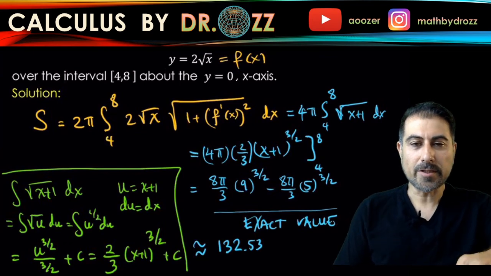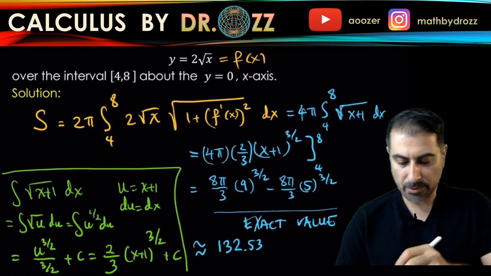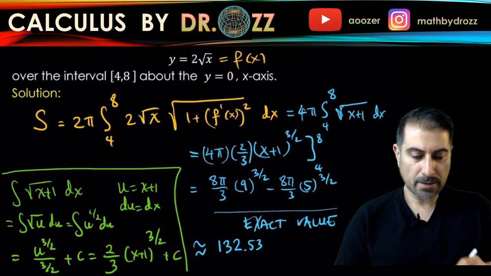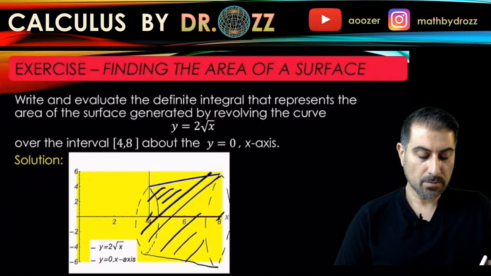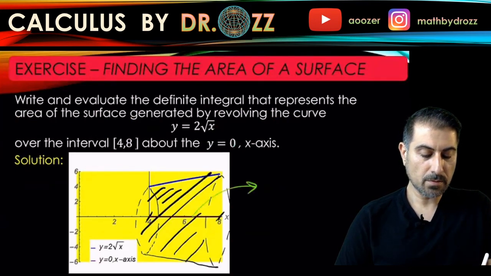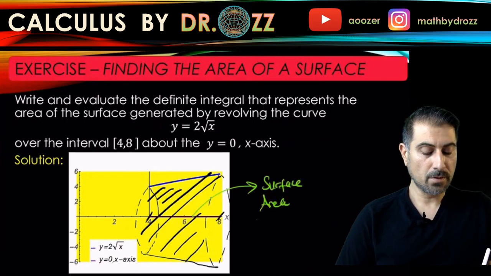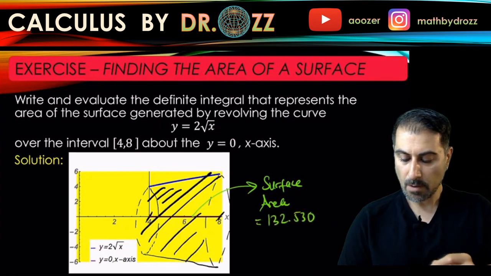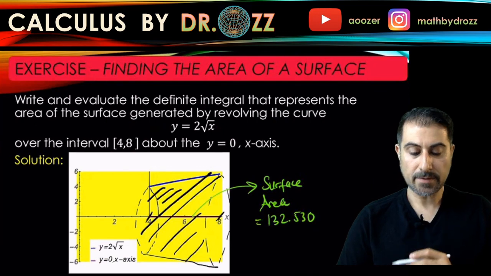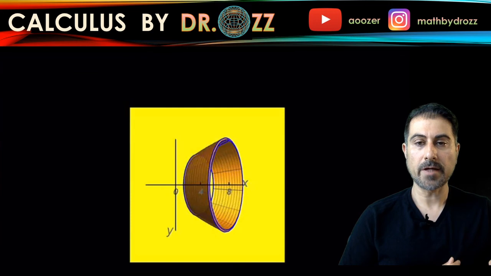And here is the calculator value. 132.53 is the surface area here that we mentioned in the beginning of the problem. So the surface area of this three-dimensional object is 132.530. And in fact, this was the three-dimensional picture here, and we got the surface area of that.